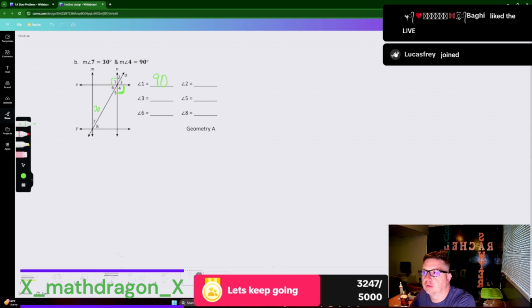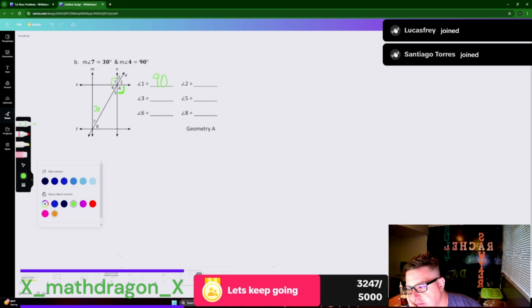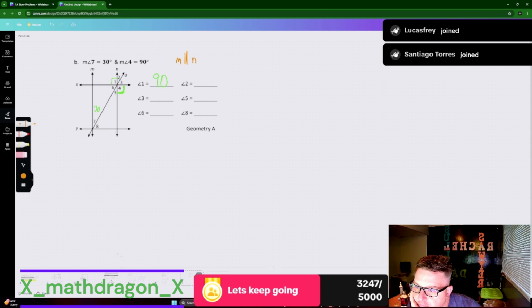Let's see. Maybe I'm missing some information. Find the measures of the angles in the diagram. No. Nope. No other information other than that. All right. Huh. So, once again, I believe information is missing off of our sheet where M should be parallel to N.